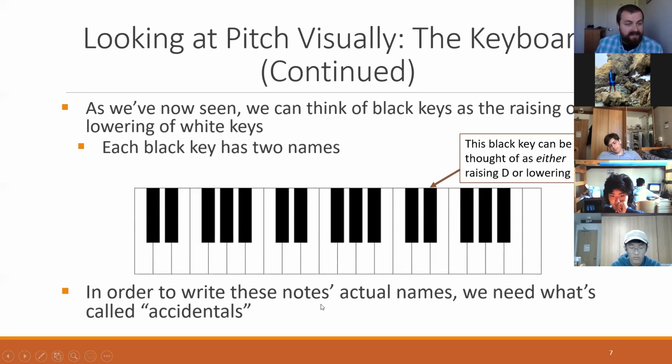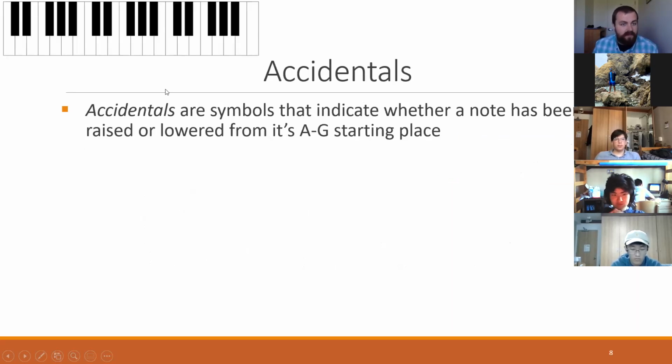Okay, let's talk about accidentals now. And again, this is going to be a little bit terminology heavy, but bear with me and then we'll get some more practice later on this week with this stuff. So accidentals. And there's a keyboard-free reference at the top. Accidentals are a name we have for symbols that indicate whether a note has been raised or lowered from its white key A to G starting place. So accidentals are always in reference to one of our letters from A to G.